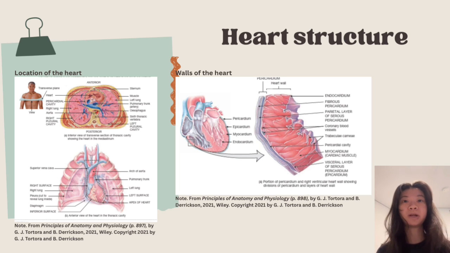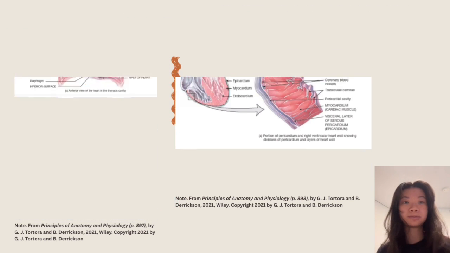The epicardium is made up of mesothelium and connective tissue, the myocardium is made up of cardiac muscle tissue, and the endocardium is made up of endothelium and connective tissue.